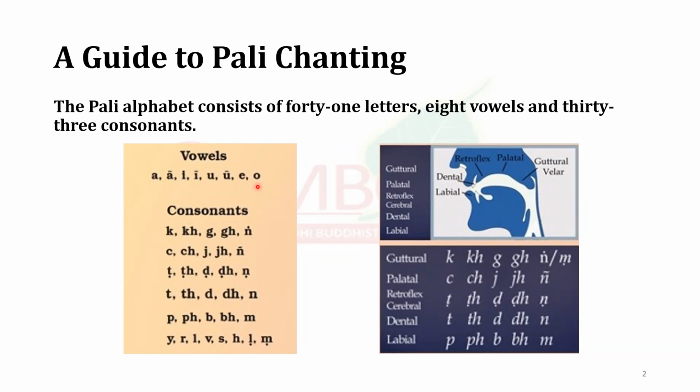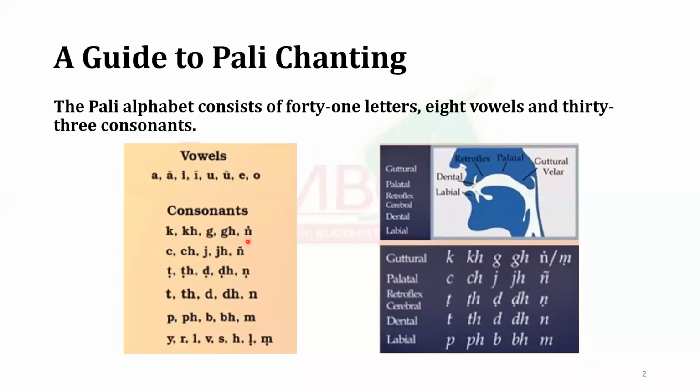And then we come to the consonants. We have got another 33 consonants here. K as in K, KH as in Ka. That is guttural. G as in G, GH as in G. And then N with a dot on the top is pronounced as NG.